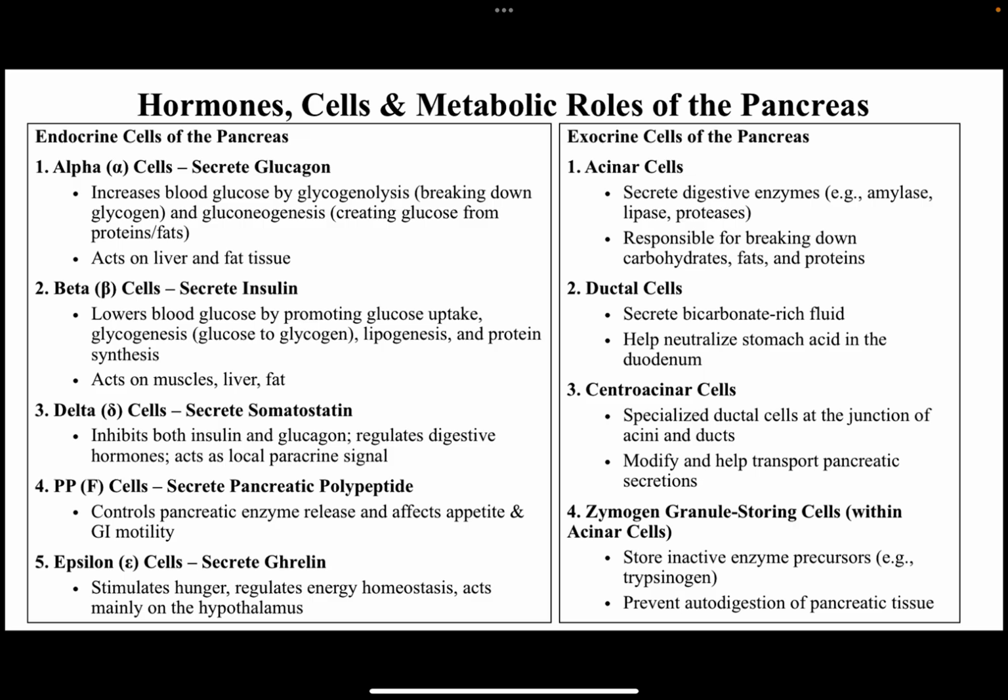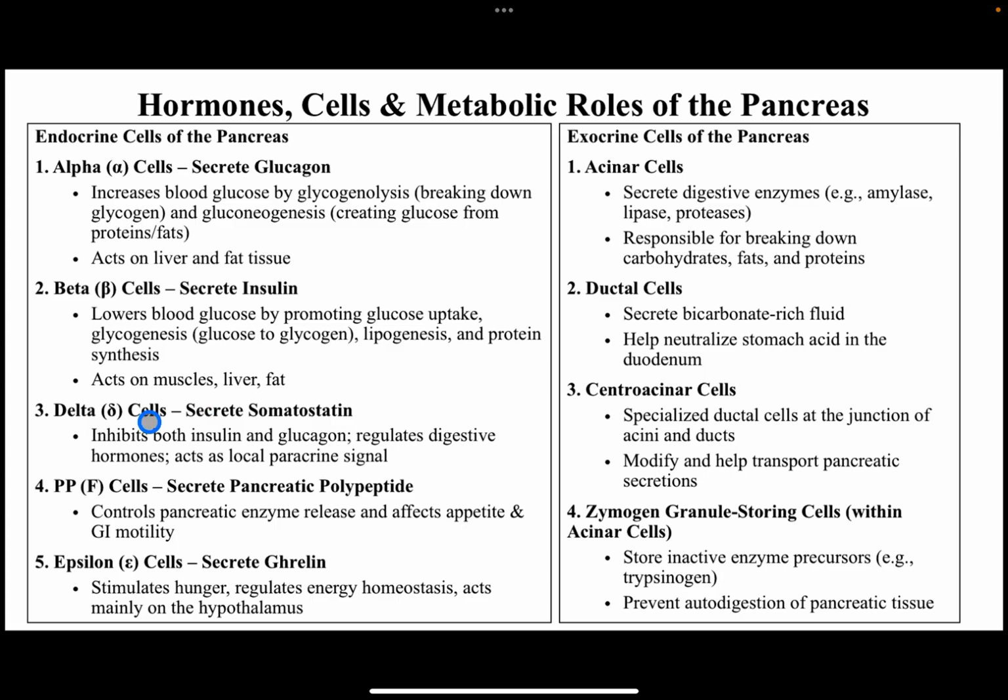Insulin too will use two main processes: glycogenesis and lipogenesis. Glycogenesis, in the sense that it will convert glucose back into glycogen. And at the same time, it can also help convert excess glucose into fat and also triglycerides. So these are the functions of the alpha cells and the beta cells.